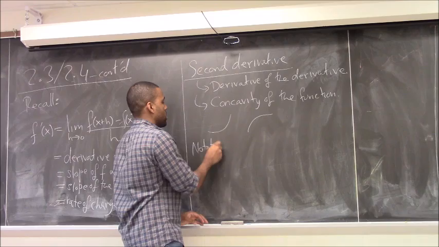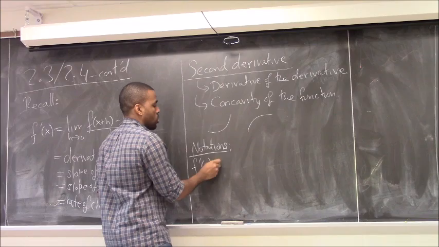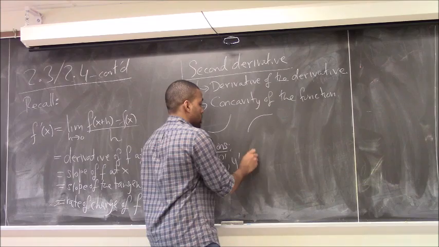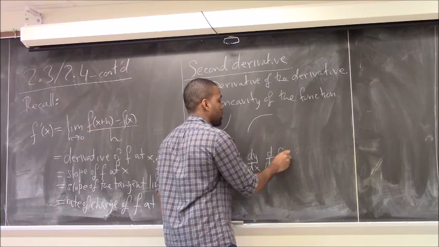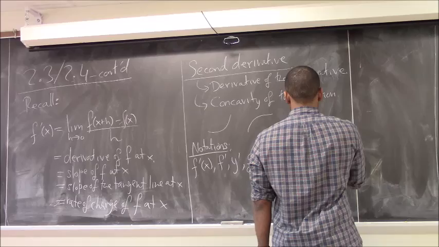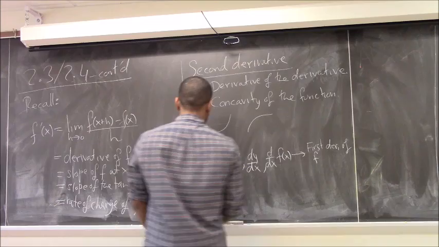We have various notations for this. Let's just make sure we're all on the same page. So f prime of x, or f prime, or y prime, if I'm using y equals f of x, or dy dx, or something like d dx of, and I can write the function beside it. These all mean the same thing. This is the first derivative of f.